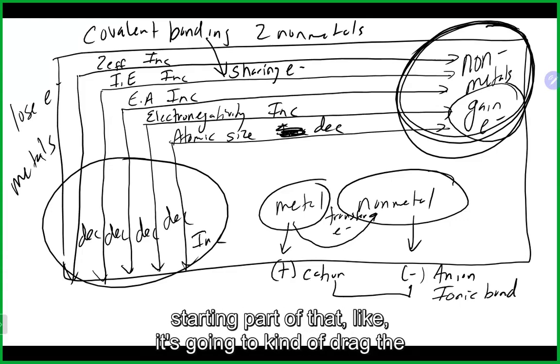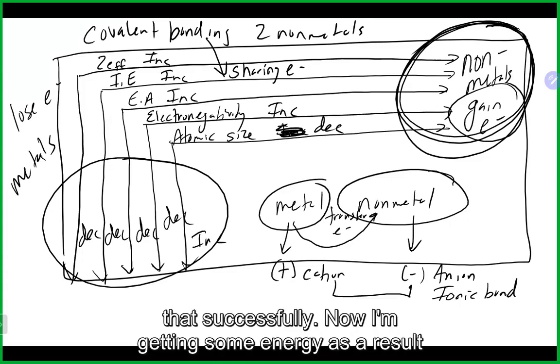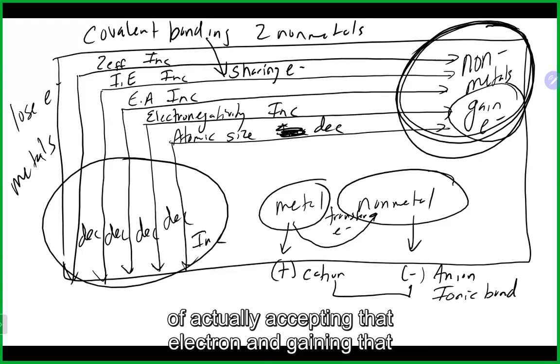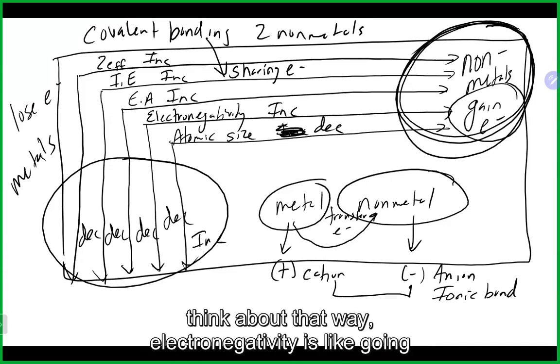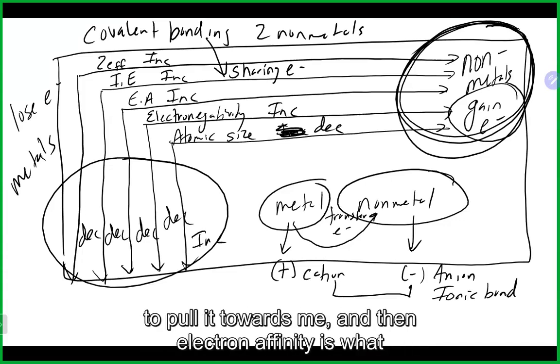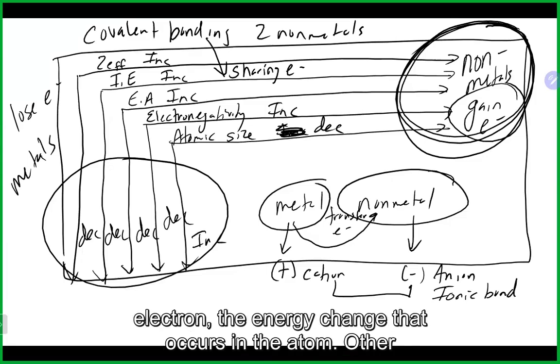Electronegativity is like the starting part of that. It's going to drag the electrons to it. Electron affinity is like, I just did that successfully. Now I'm getting some energy as a result of actually accepting and gaining that electron. So it's kind of like a before and after, if you want to think about it that way. Electronegativity is going to pull it towards me. And then electron affinity is what happens when it successfully does that. It's able to gain an electron, the energy change that occurs in the atom.